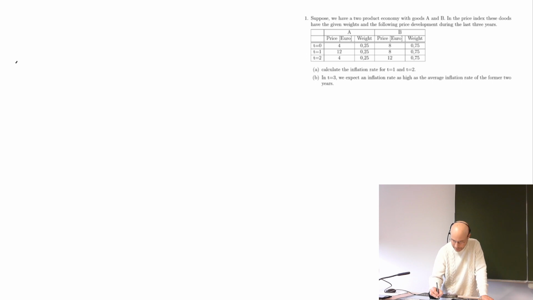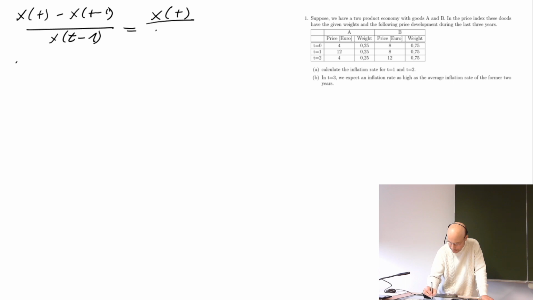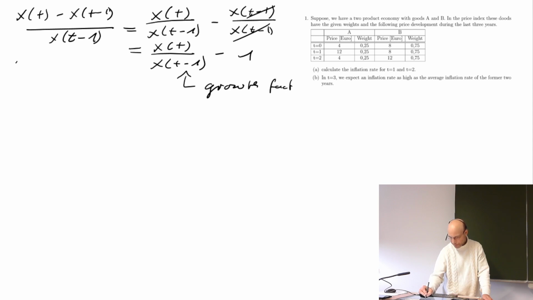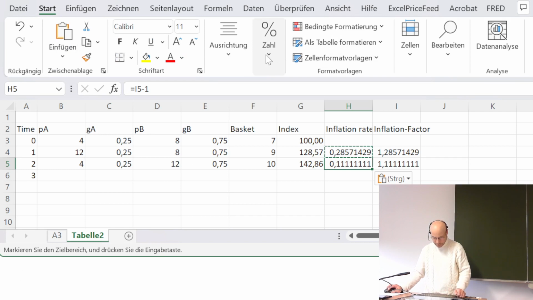Okay? So, for a growth rate, we had x of t minus x of t minus 1 divided by x of t minus 1. And this is, of course, the same as x of t minus x of t minus 1 over x of t minus 1. And this is the same. So we obtain x of t over x of t minus 1 minus 1. And this is then the growth factor. So this in percent, and this also in percent, and let's take 2 digits.